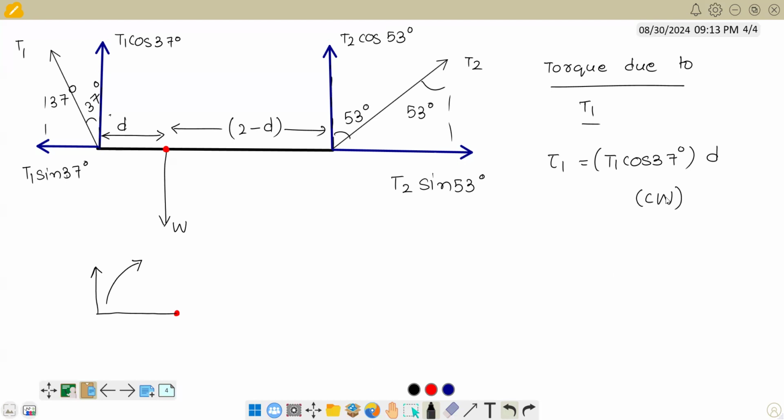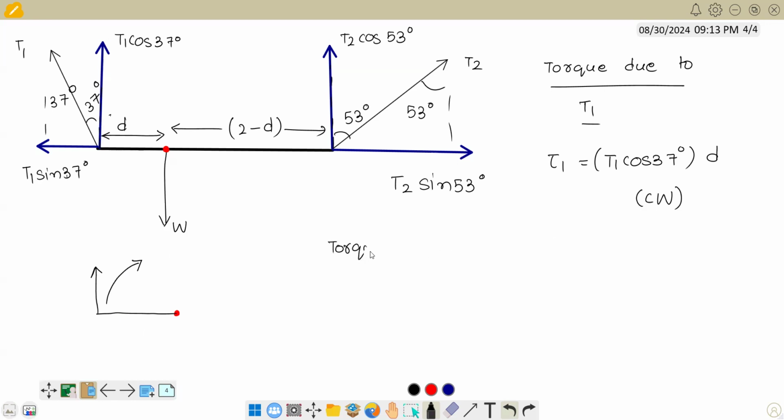But clockwise is not the direction of the torque. Direction of the torque would be inside. Clockwise will help us to identify what kind of torque is acting. When we say clockwise, it simply means that if you have a force acting in this way on this rod, it would try to move clockwise. That's what this clockwise is all about.